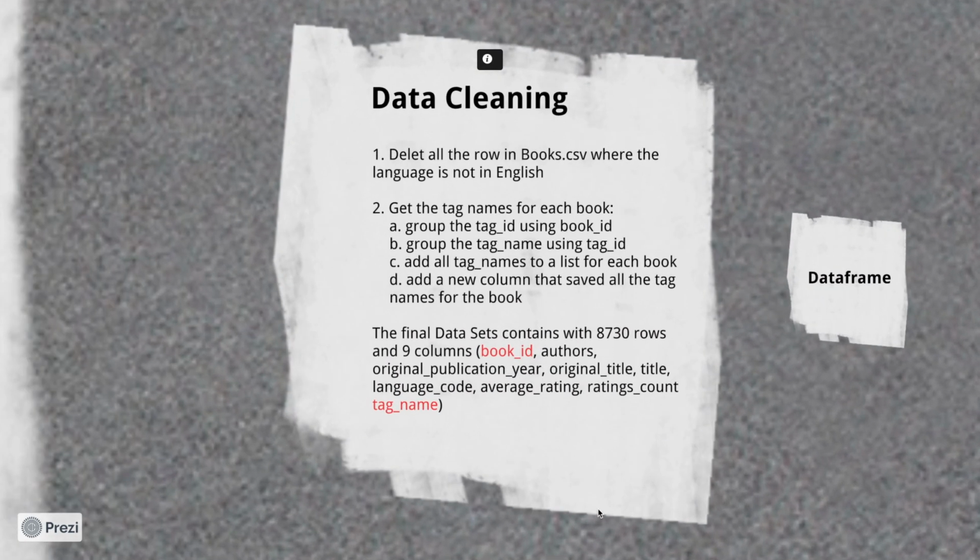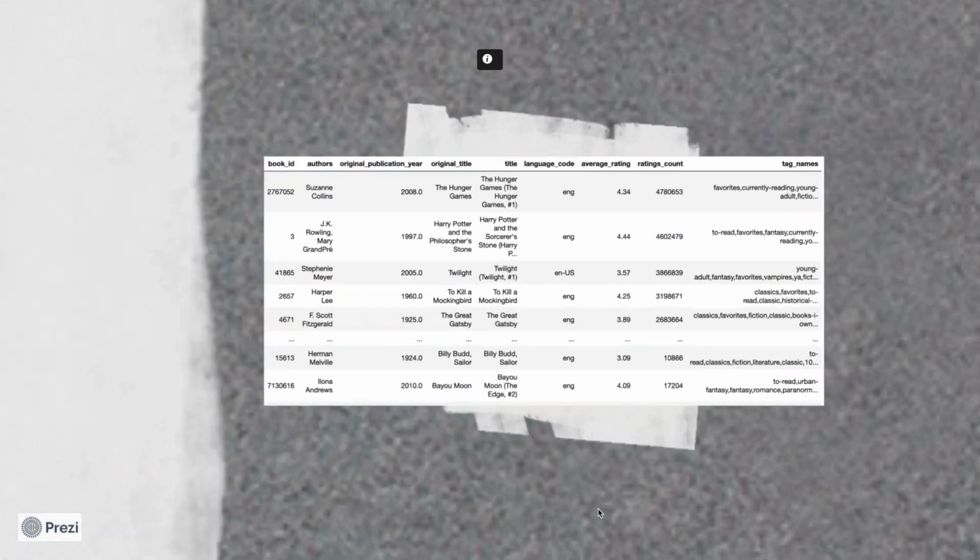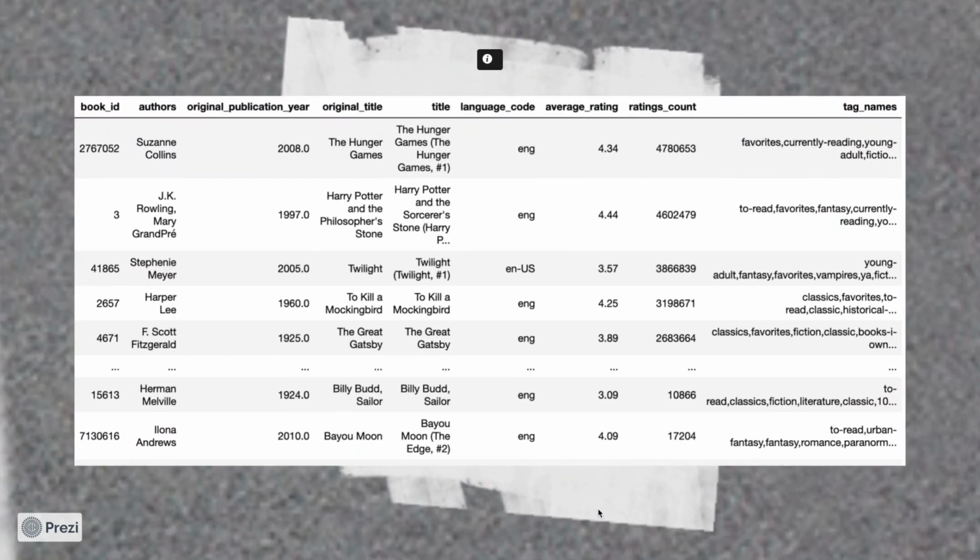To deal with the 4 different CSVs, we did some data cleaning. The first step is to delete all the rows in the book CSV where the language is not English. The second step is to get the tag names for each book. First, we group the tag IDs by the book ID, and then we create a list of tag names for each book. Finally, we add a new column to the data frame that already has 8 other features, including the book ID, author, original publication year, original title, language code, average rating, and rating count. And here is the final dataset that we use.